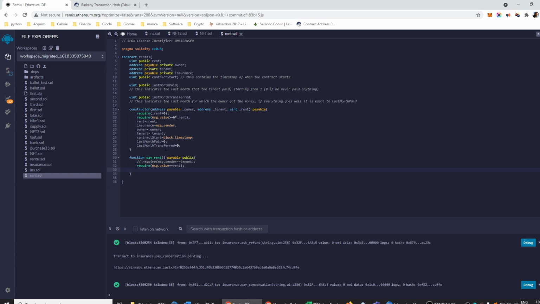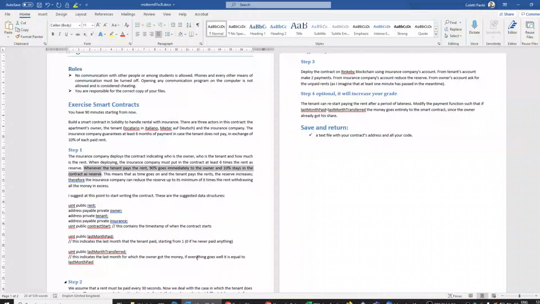So the tenant pays. So first of all, I write that the tenant has paid, and simply I update this one. And I update this one because I'm planning to transfer the money. Then I transfer the 10% to the insurance company. No, sorry, not transfer to the insurance company, it remains in the contract, right? Stays in the contract, so I don't need to do anything.